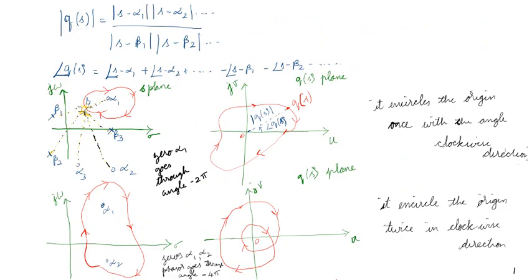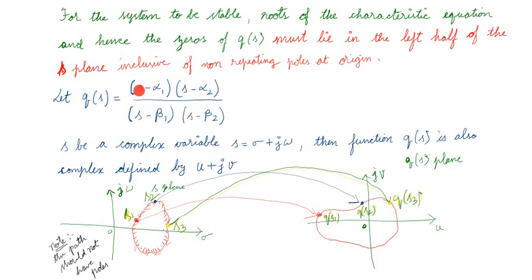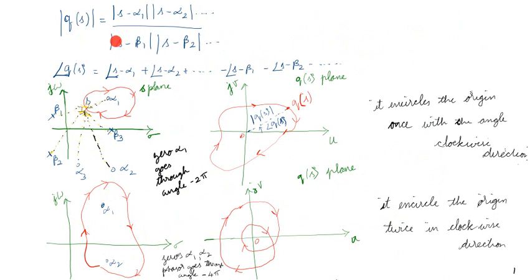Now let me say q of s is there. If I put j omega or some values of s, it will be in Cartesian or rectangular form, real part plus imaginary part. I am going to express that in polar form, taking the magnitude of each term and the phase angle of each term, with the denominator terms taken as negative. Now look at what is there.